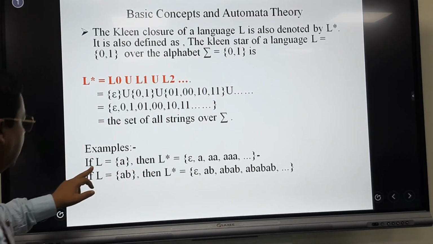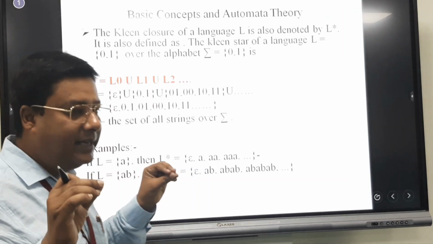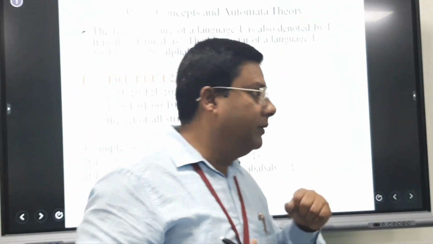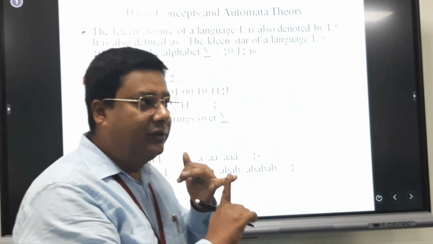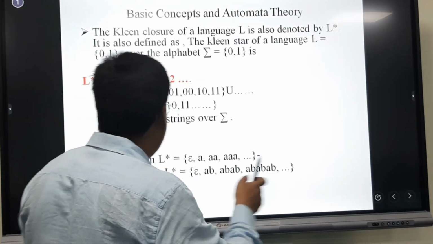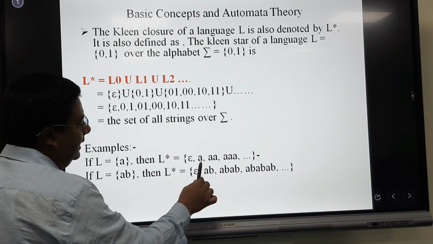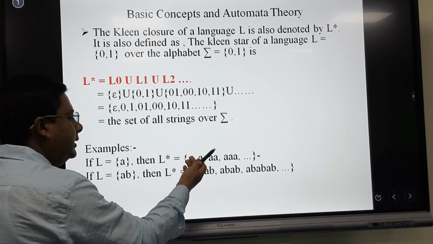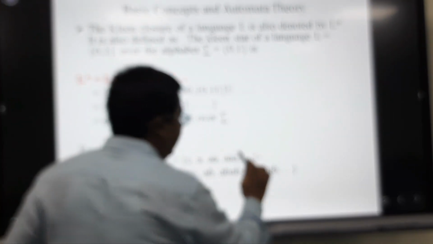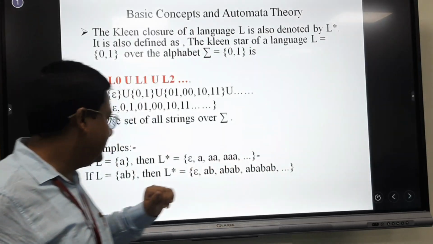Next, for clarification, we have considered some more examples. Like if L is equal to {a}. Suppose we are given only a single alphabet a. Now we want to generate L star. How can we generate it? The string with length 0, the string with length 1, so this is epsilon, a, aa, aaa. This is coming because we have considered only a single a, so any number of a's is part of L star.